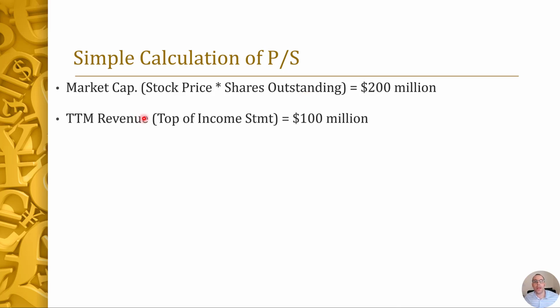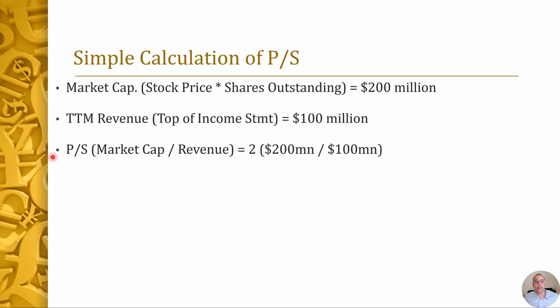So we should look at the trailing 12-month revenue. We could sum up the last 4 quarters, and the revenue is on the top of the income statement. Sometimes it says sales on the top, but sales and revenue are the same thing. And let's say in this example, the company has 100 million of trailing 12-month revenue. So their price to sales would be 200 million market cap over 100 million revenue. So you're paying $2 for every dollar of revenue.